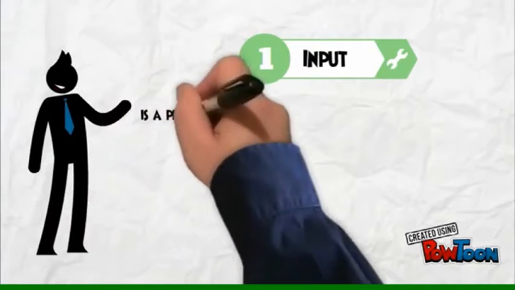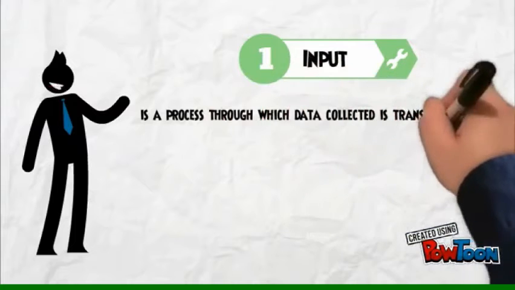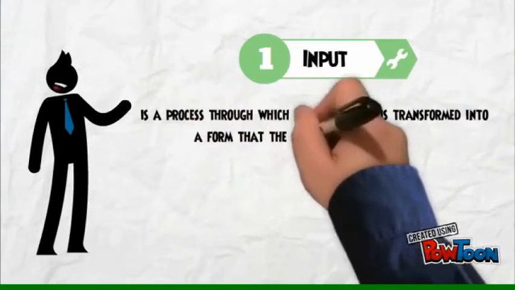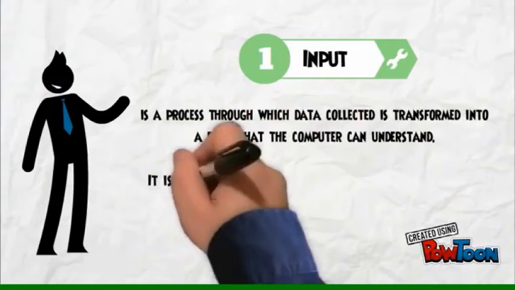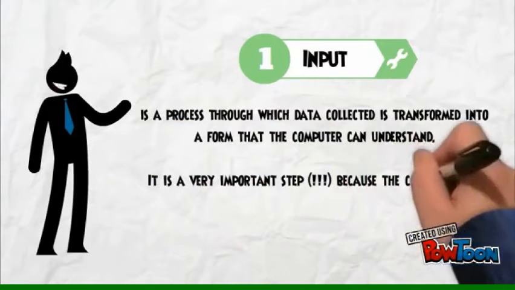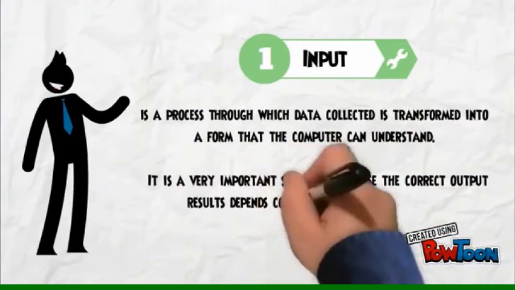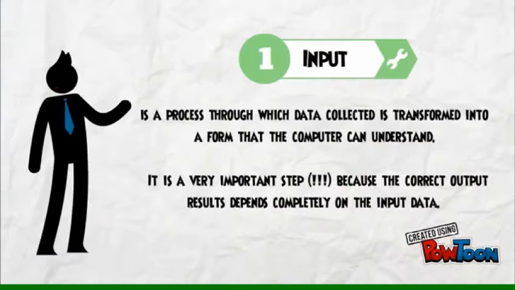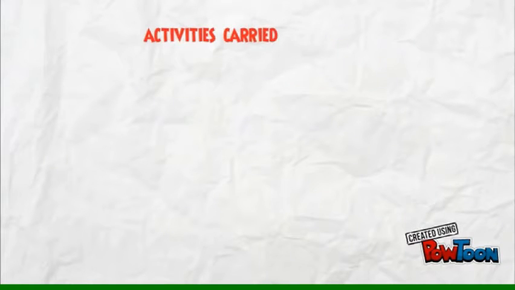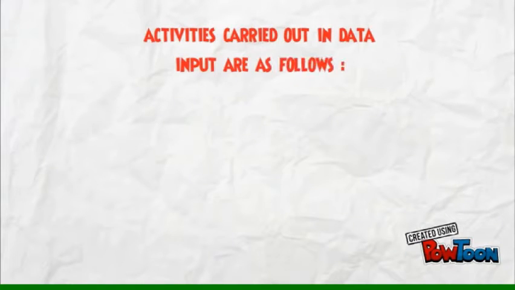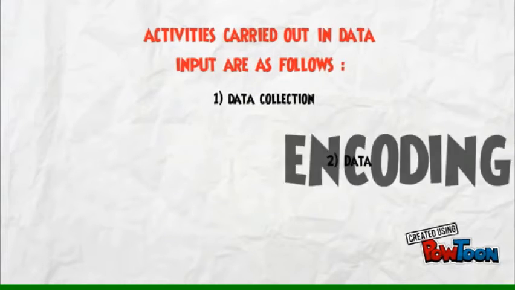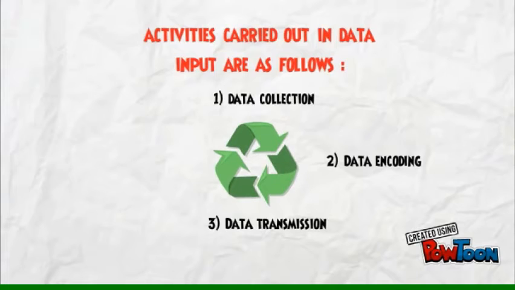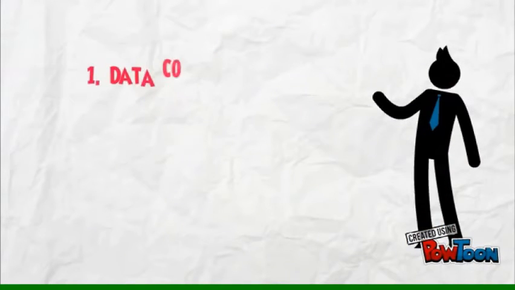Input is a process through which data collected is transformed into a form that the computer can understand. It is a very important step because the correct output result depends completely on the input data. Activities carried out in data input are as follows: data collection, data encoding, data transmission, data communication.